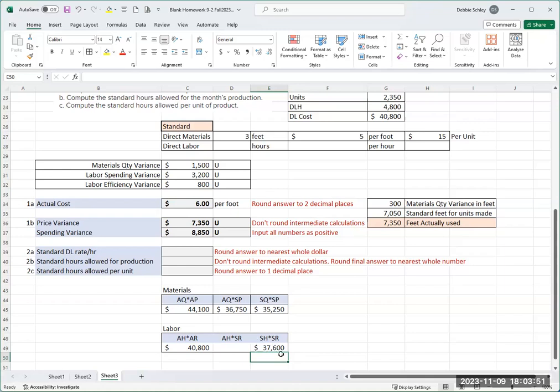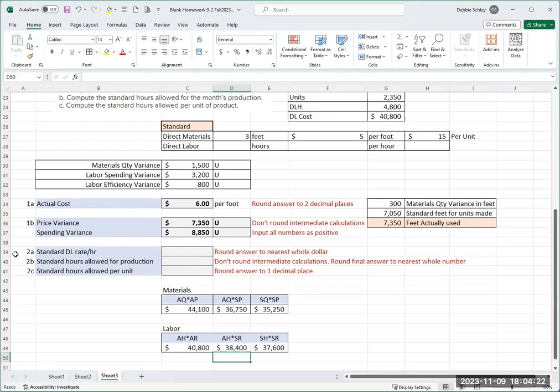37,600, sorry. Now, labor efficiency variance, which is the middle one minus the last one, is 800 unfavorable, which means my middle one is 800 more than my standard. And so I will add 37,600 plus my labor efficiency variance. And that gives me the middle number.